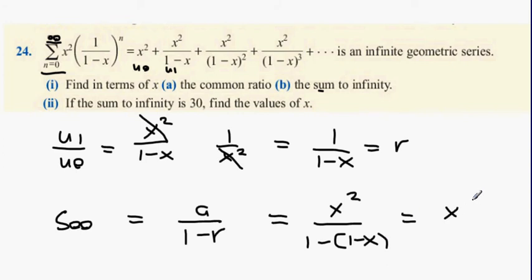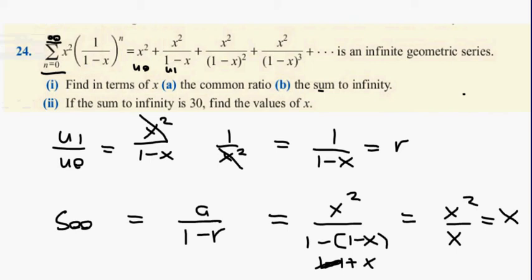And that is going to equal x squared over x, because it's going to be 1 minus 1 plus x, and the 1 minus 1 on the bottom cancels, and that is going to equal x. The sum to infinity is x.